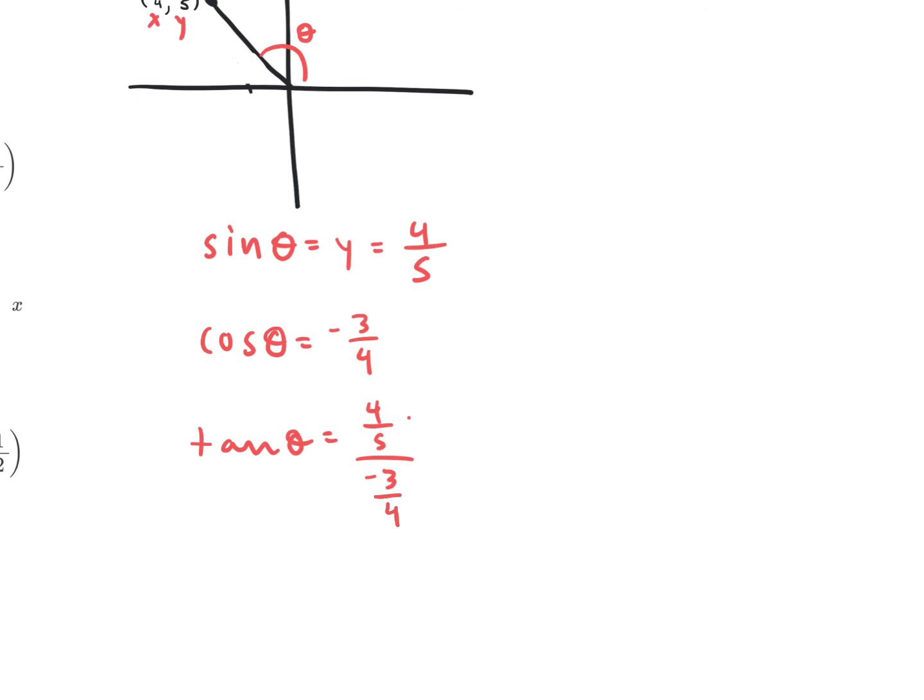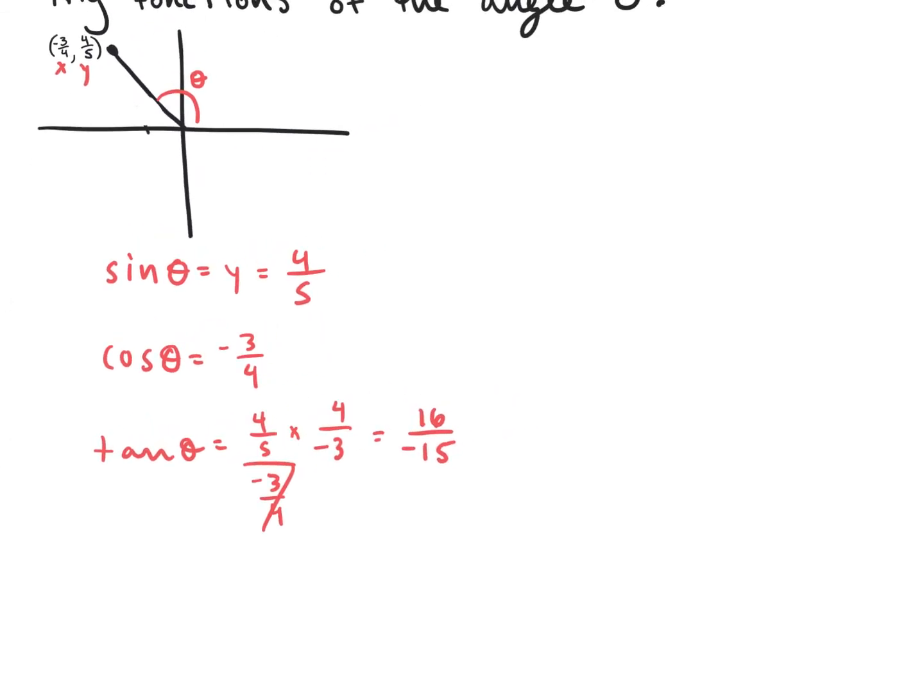So keep the top, change to multiplication, flip the bottom. So this would become 4 over negative 3. So multiply, 16 over negative 15. We don't have to make it into mixed numbers or anything. You can just leave it like this.